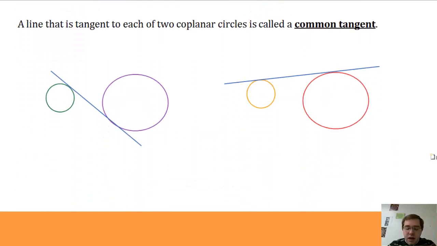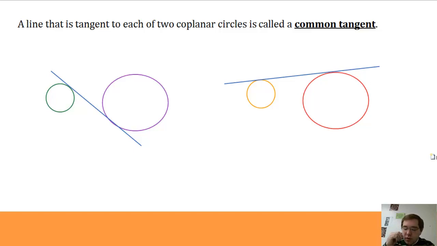Another definition: a line that is tangent to each of 2 coplanar circles is called a common tangent. So I've got 2 circles, both lie in the same plane. If they don't lie in the same plane, they're useless to talk about. So they lie in the same plane, and they happen not to be the same size here. And I've got a line that is tangent to both of them. When that happens, that line is called the common tangent.